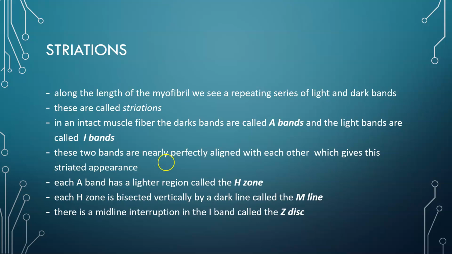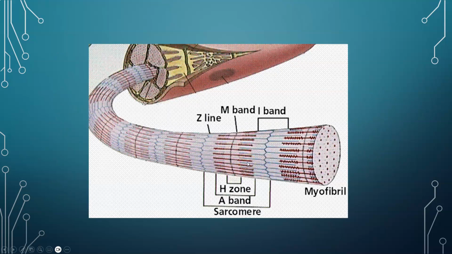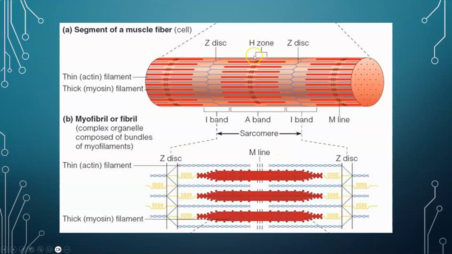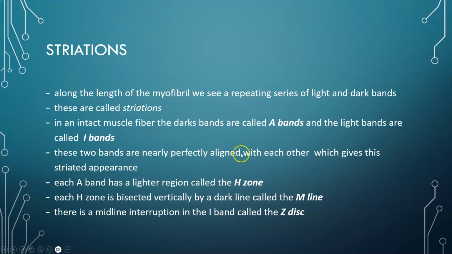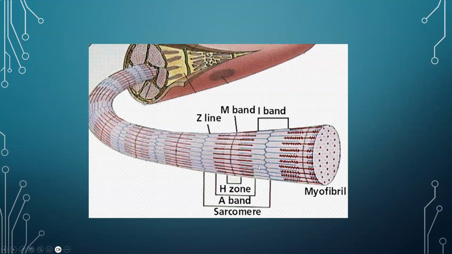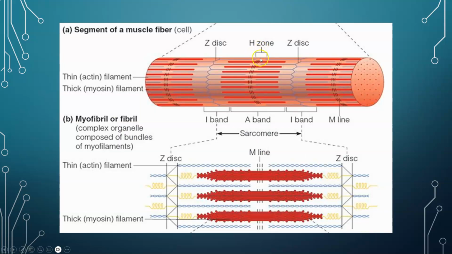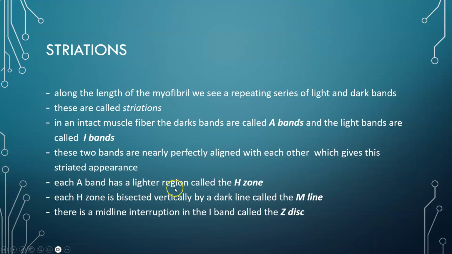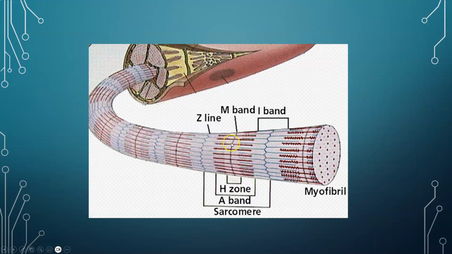Now within each A band is a lighter region called the H zone. So we can see that there's a light area here, right? Again, I will repeat, each A band has a lighter region called the H zone. So we can see in this area here, remember our A band is here, dark, and there's a light area in the middle of the A band, and this is known as the H zone. Each H zone is bisected vertically by a dark line called the M line. So we can see the M line here that's dividing the H zone.